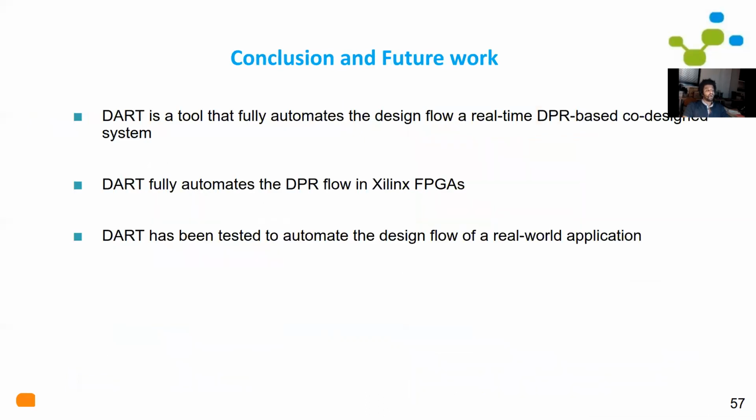Conclusions. In this presentation, we presented Dart, which is a tool for full automation of the design flow in real-time dynamic partial reconfiguration based co-designed systems. It fully automates the design flow and improves productivity very much. Dart works on Xilinx FPGAs, and it has been tested to automate a real case study, a real-world application involving a reconfigurable image processing system.